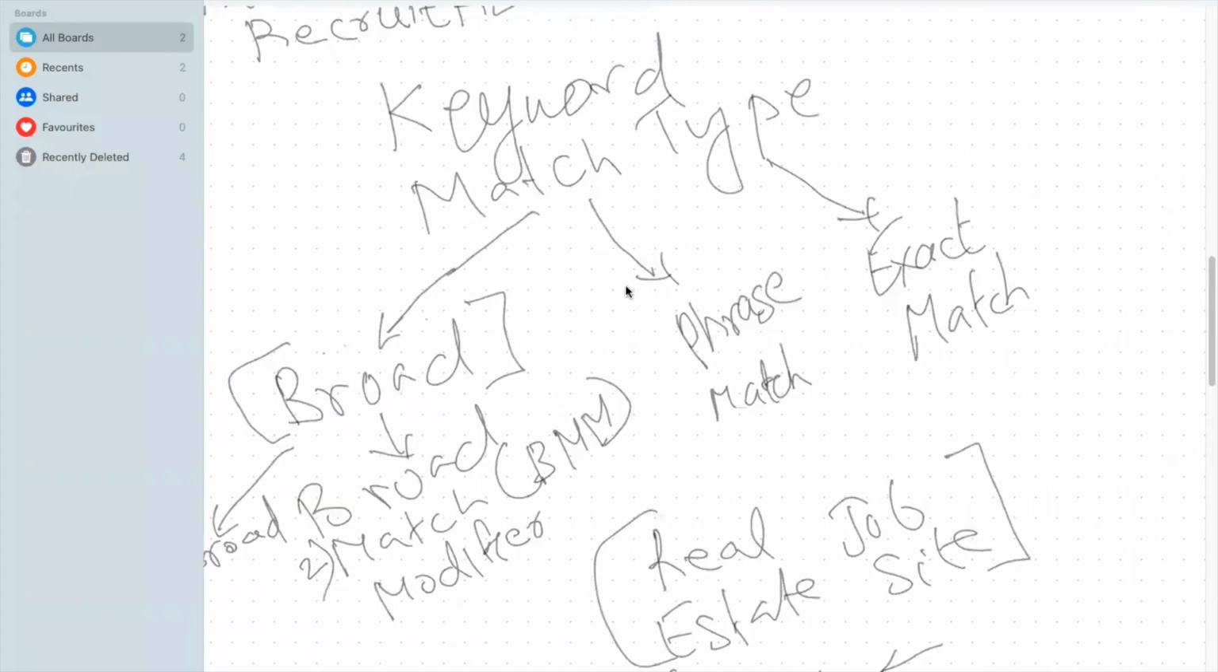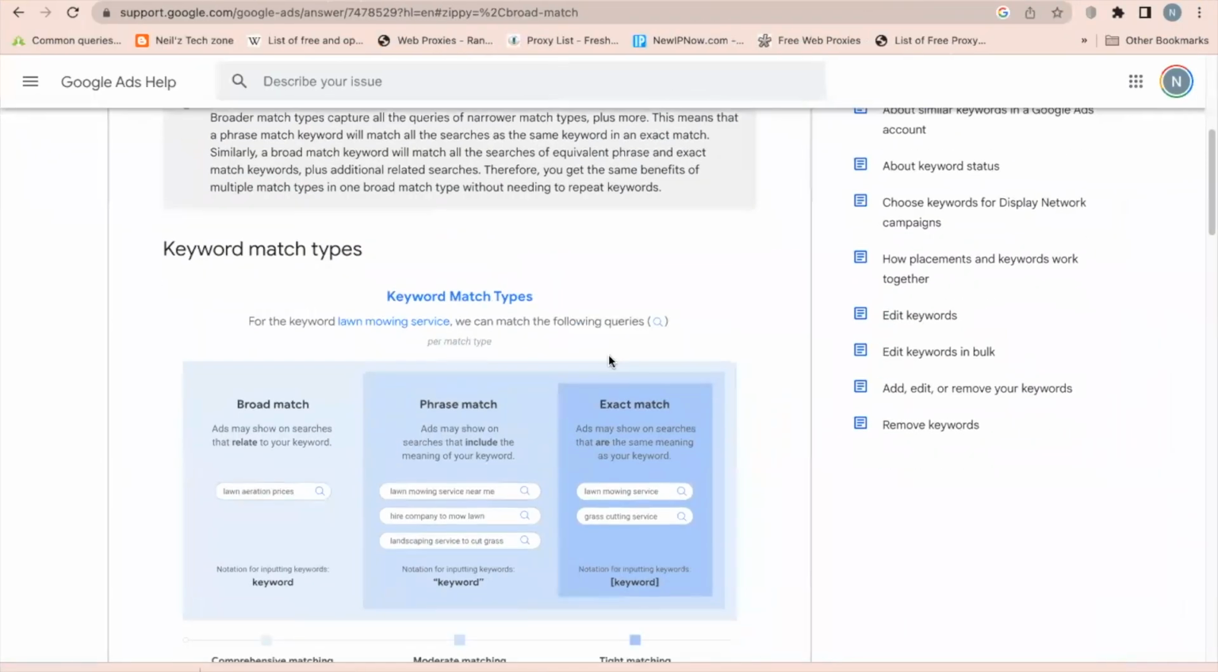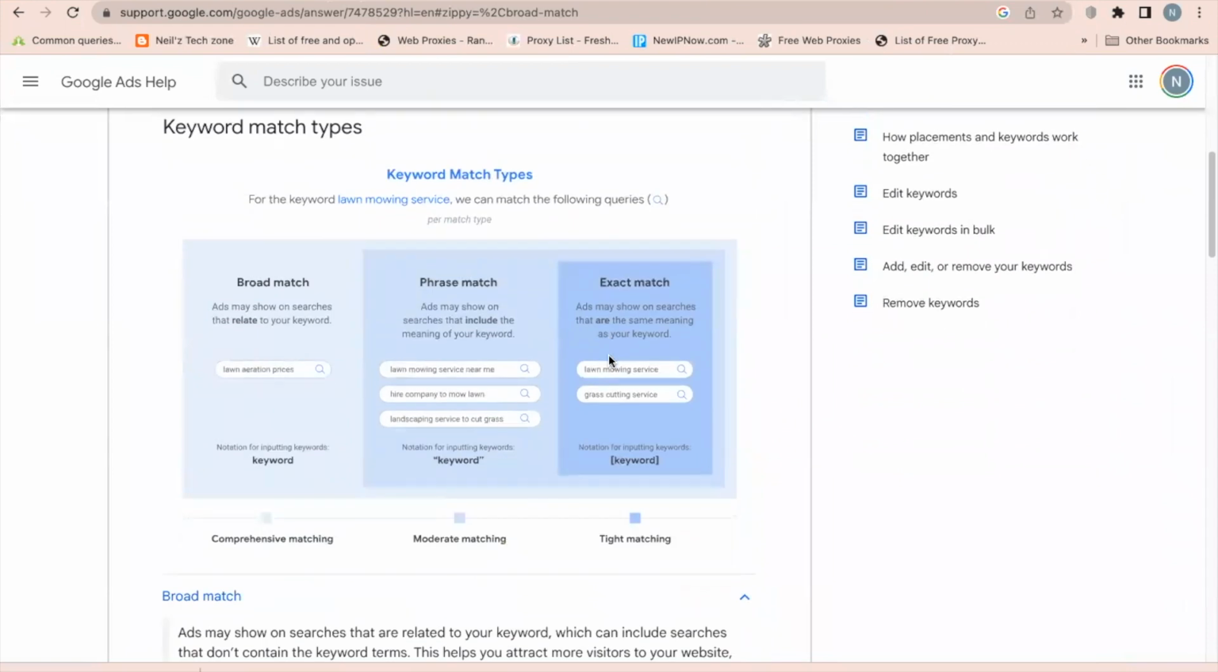Now, there is phrase match. So what does phrase match say? Let's first take a look at Google's definition. A phrase is a group of words in a sentence, like lawn mowing service near me. You are telling Google to consider this whole phrase while matching. So if my keyword is lawn mowing service near me, and the whole phrase matches the search query of the user, then only my ads will be triggered for that query.